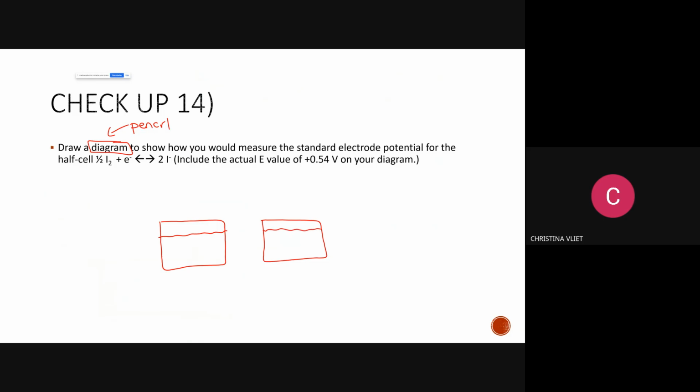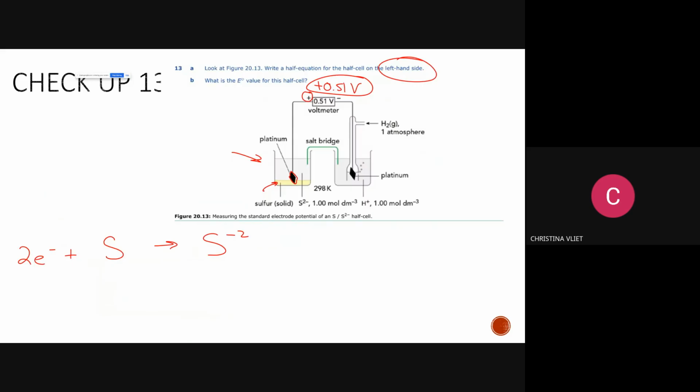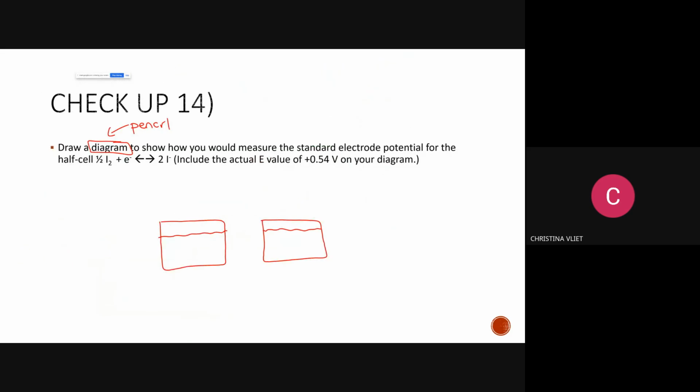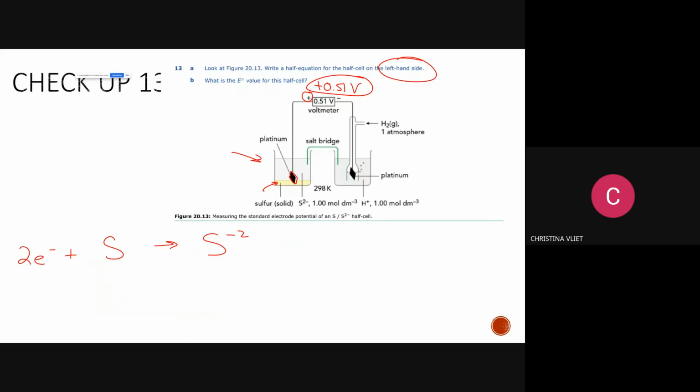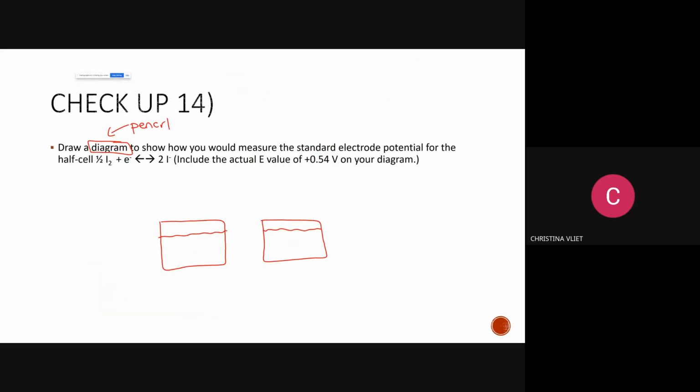Okay, really important here, you need to include a water level. If you don't include a water level, they're going to think that you put it in air. You have to include a water level. For a gas, it's still in an aqueous solution, but you have to include the little bell. Okay, so are we good so far?